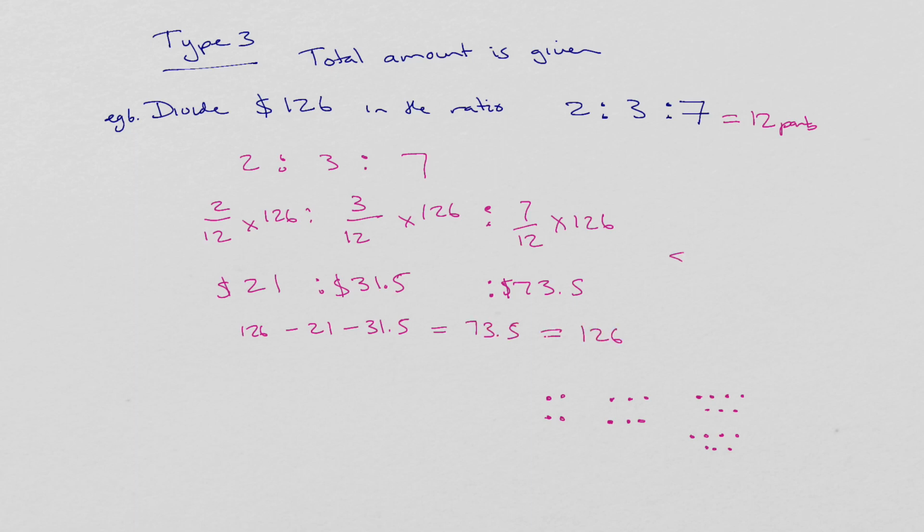So imagine that this was sheep and not dollars, right? Then obviously the one farmer would have 21 sheep.